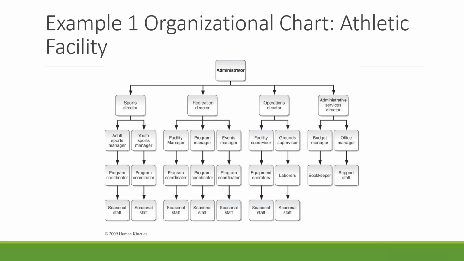So this is a typical organizational chart. This is presented in your textbook, of an athletic facility. You can see you've got the head administrator, and then there's 4 different directors for the different areas: sports, recreation, operations, and administrative, and all these different people who follow them. So this is a typical one that you would see.